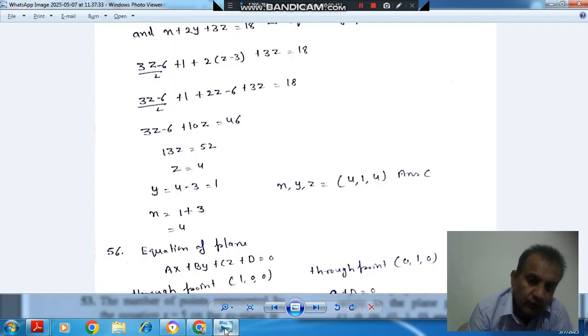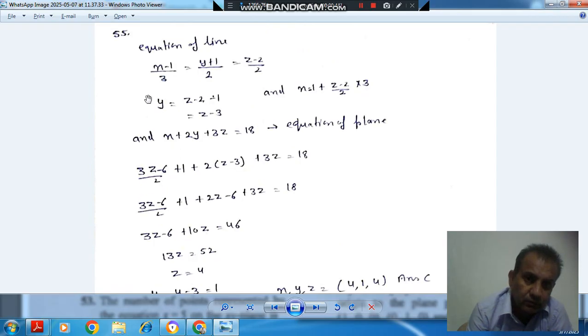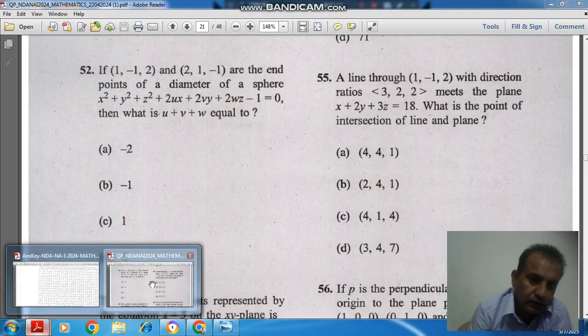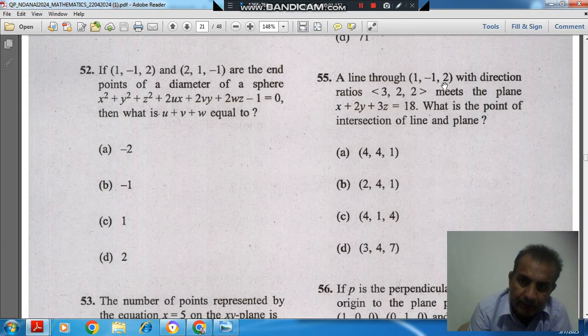So we can form the equation of line from this. The equation of line is x minus the coordinate of x through which it is passing, divided by direction ratio, that is 3. So (x - 1)/3 is equal to, similarly, y minus coordinate of y, that is -1, divided by direction ratio: (y + 1)/2 is equal to (z - 2)/2. Because the coordinates of x, y, z are 1, -1, 2 and the direction ratios are 3, 2, 2.